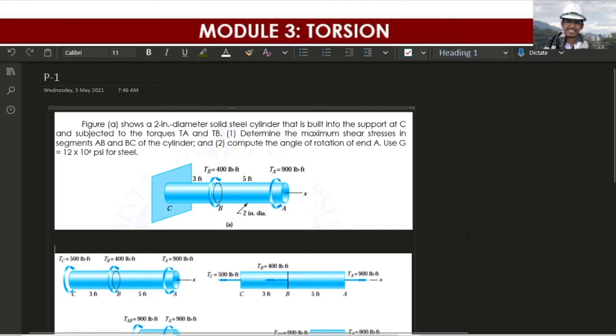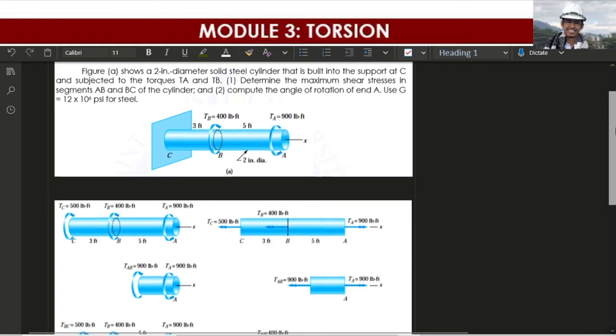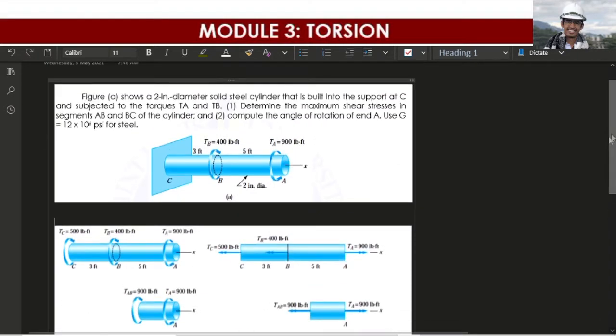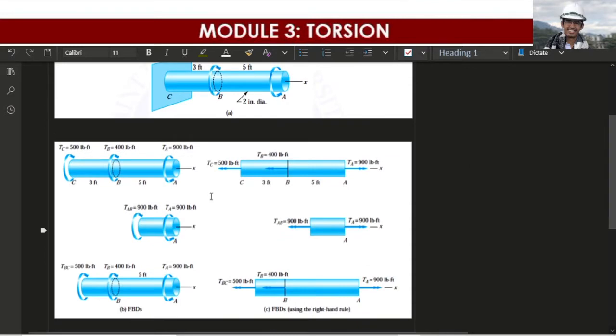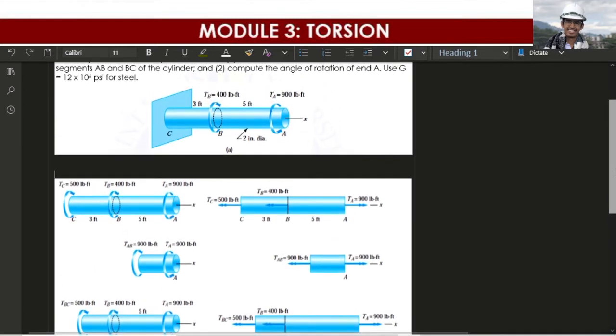Okay? So before we can compute the maximum shear and the angle of rotation of end A, first, we will draw the free body diagram of the whole cylinder. So we have here our figure on the left side. We have the three free body diagrams. First is our whole cylinder and the torques acting on it. So for torque A and torque B, therefore, by equilibrium, we can compute that the torque acting at C will be 500 pound-feet.